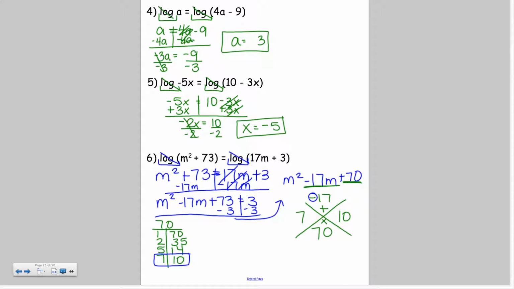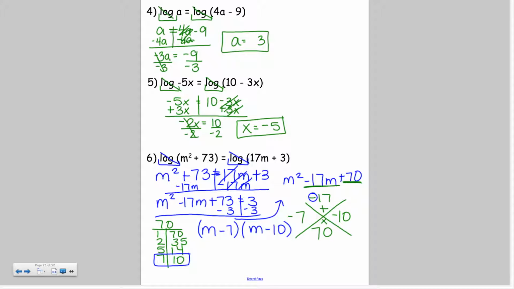So I can't do that because that's making it smaller. If I do the 10 negative and leave the 7 positive, that's going to give me a negative 3. But I have one more option. I can make them both positive or negative. If I do negative 7 plus a negative 10, that's going to give me a negative 17. So my factors are going to be m minus 7 and m minus 10.